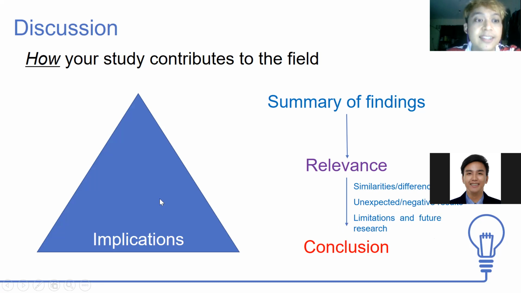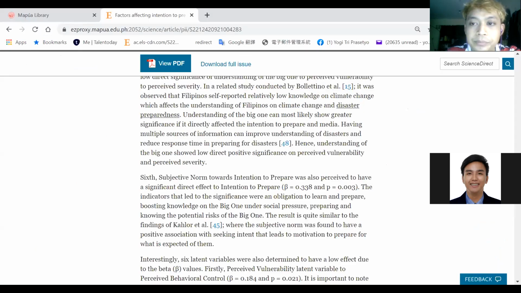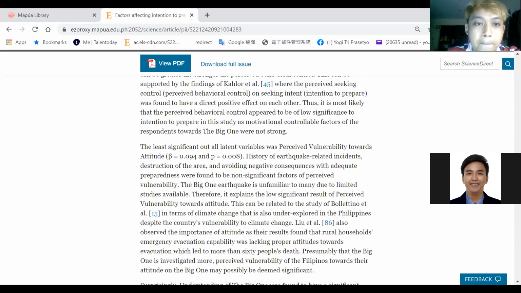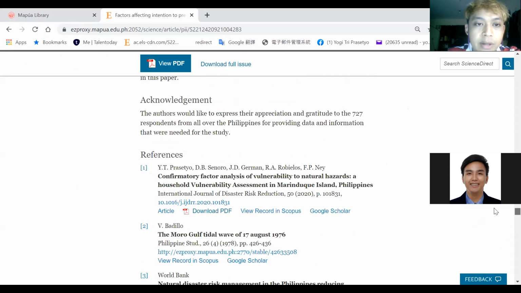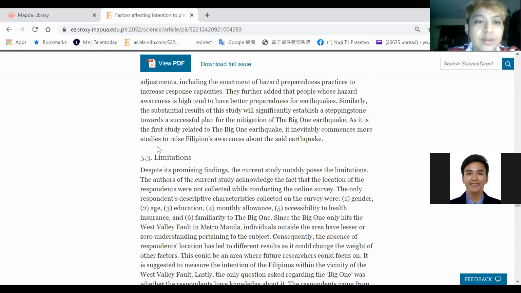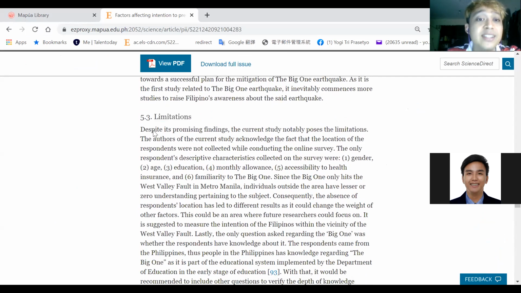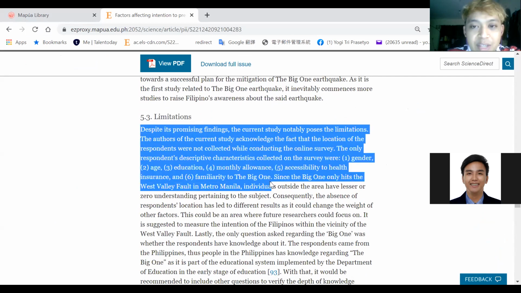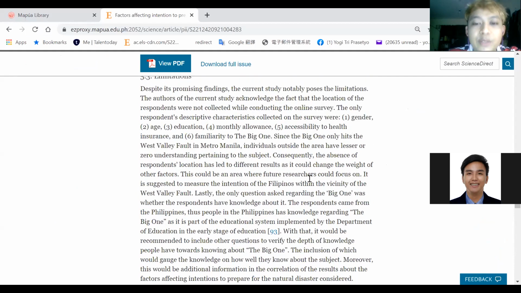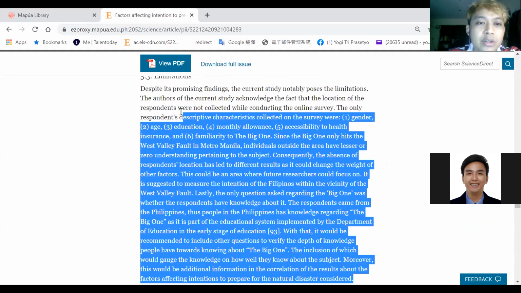And then for the limitations in here, you have to mention some limitations of the study. Be humble with your study. Your study is not perfect, always not perfect. For example, in here, you have to mention it before the conclusions. I always say that. This one, limitations: despite its promising findings, the current study notably possesses limitations. Be humble in your study.